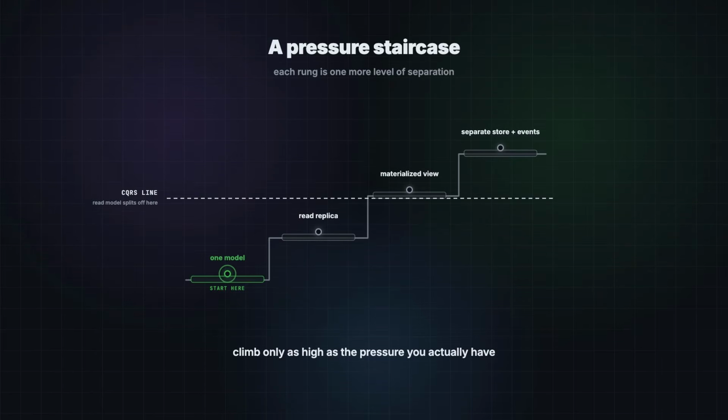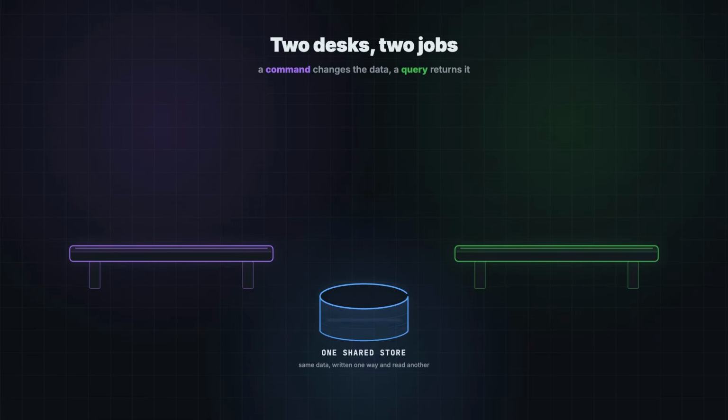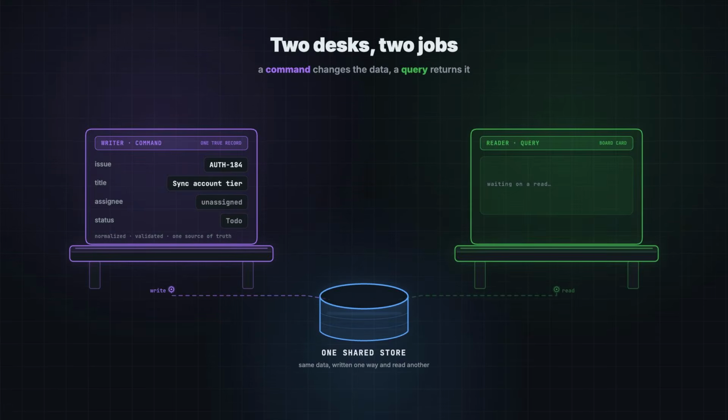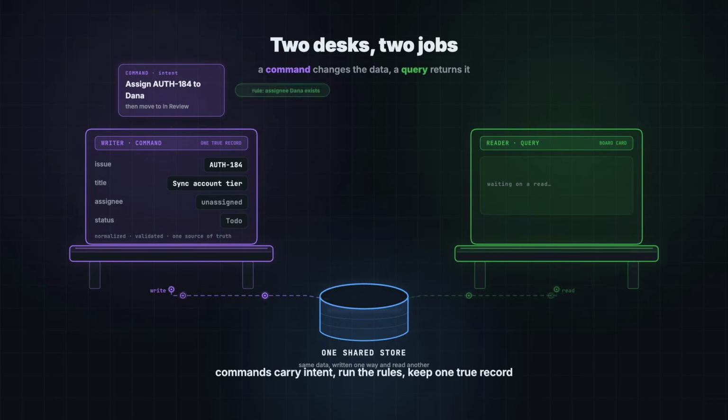CQRS starts with one idea. Use a different model to change data than the model you read it with. Picture two desks. The write desk handles the commands, the requests where someone wants to change something. For example, assign this issue to Dana, or move it to in review. It runs those past the rules first, then writes the result down as the source of truth.